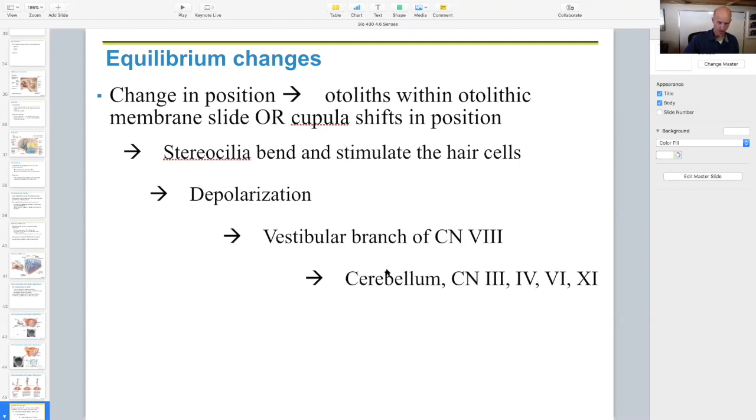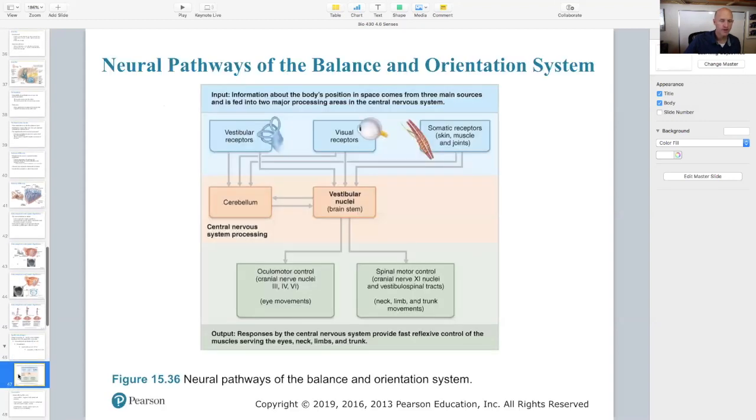specifically goes to our cerebellum first, because that's dealing with balance. And it also affects our eyes, as well as cranial nerve 11. Cranial nerve 11 through here is dealing with movement, helping with trunk and limb movement as well, spinal motor control, we call it.